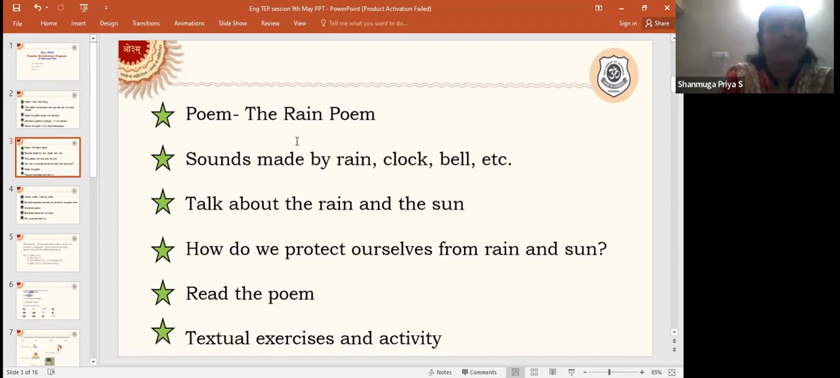So children would love to get wet in rain, and we can ask them, like, what are the things you would use when it rains? What are the things? Umbrella.